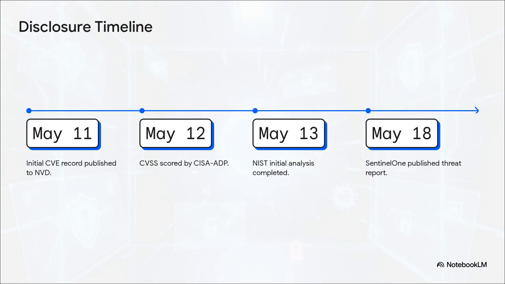To really grasp the urgency of this advisory, let's walk through the incredibly rapid sequence of events in this vulnerability's lifecycle. On May 11th, the initial CVE record was published to the National Vulnerability Database using data received straight from Apple. Literally the next day, May 12th, CISA ADP updated the record and assigned it a CVSS score. Just one day after that, May 13th, NIST completed its initial technical analysis. And then on May 18th, SentinelOne dropped a comprehensive threat report detailing the exact mechanics of the exploit. I mean, the timeline from discovery to detailed threat modeling was blindingly fast. Notice how rapidly researchers and threat actors alike unpack these disclosures. That just means our defensive response has got to be equally swift.